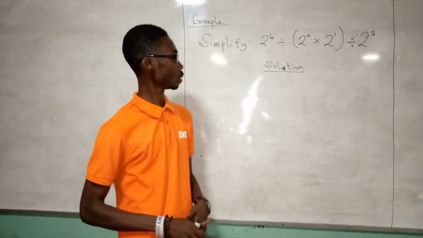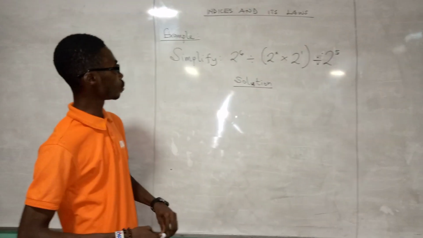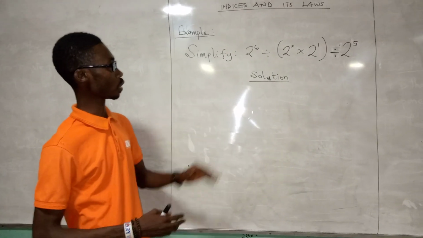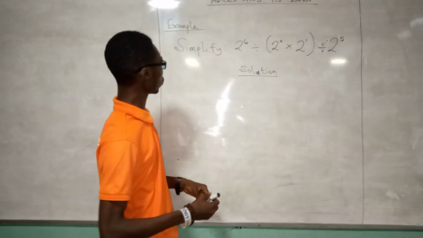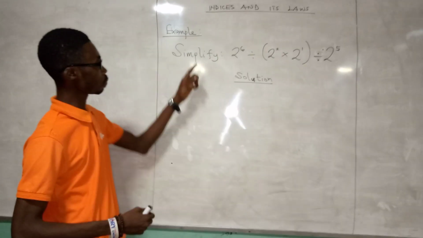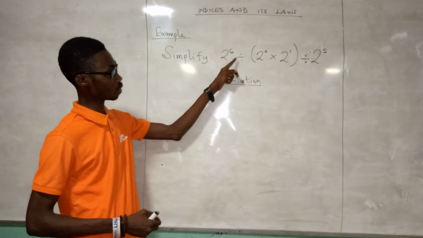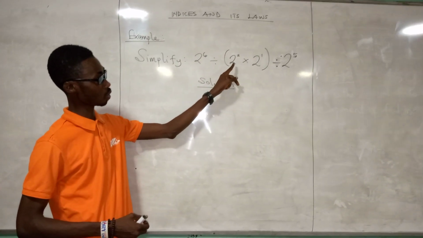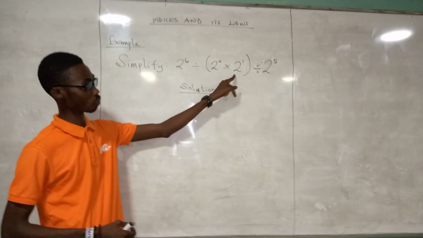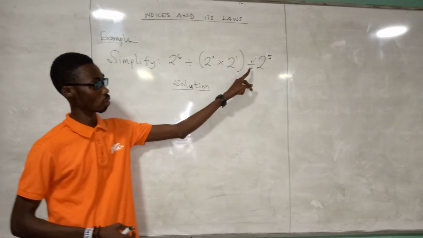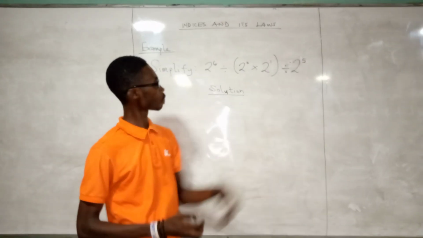My name is Mr. Baahonline, and today we are going to solve one question on indices and its laws. So this is the problem for the day. Simplify 2 to the power 6 divided by bracket open 2 to the power 2 multiplied by 2 to the power 1 bracket close, divided by 2 to the power 5.